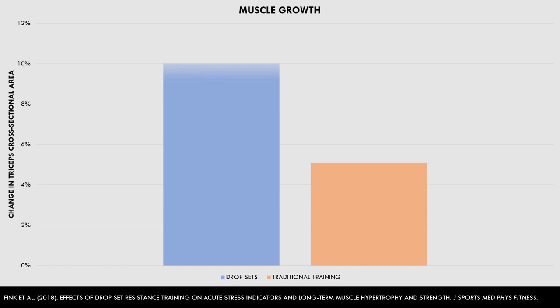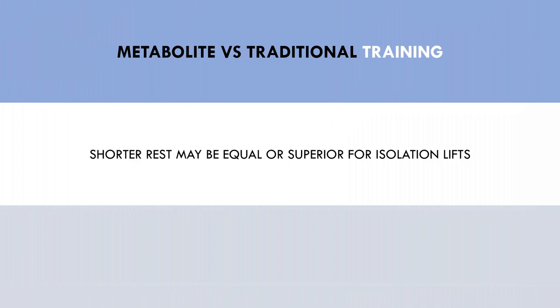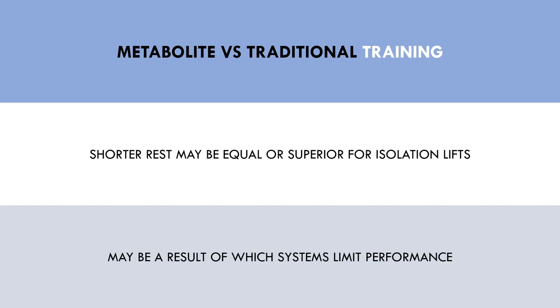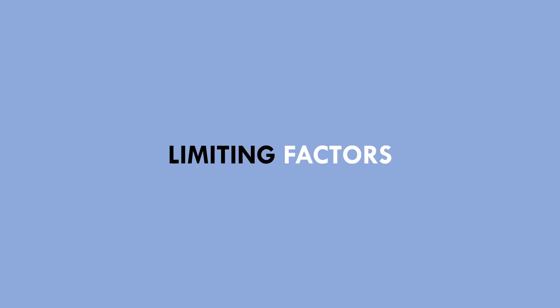So it seems that short rest protocols may be equally as effective, if not superior, for some isolation lifts. Why is this the case? Well, this may be explained by which systems are the limiting factor during different exercises and training methods. When we implement shorter versus longer interset rest times, not only will this impact the mechanisms of hypertrophy, but it will also influence which systems limit performance of each set.